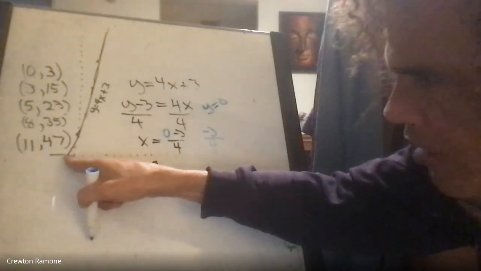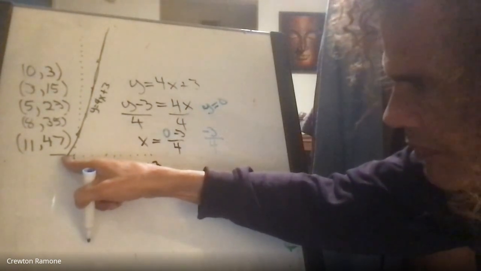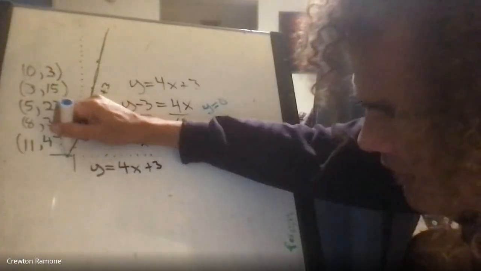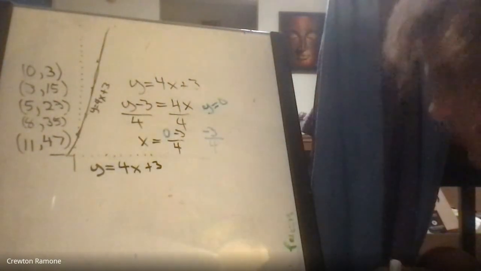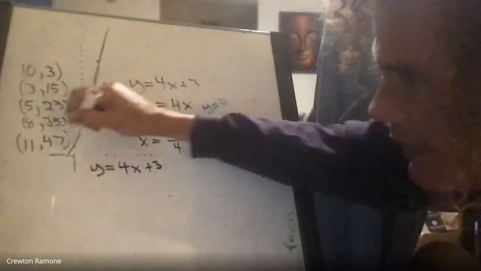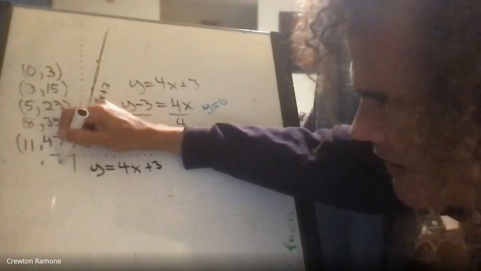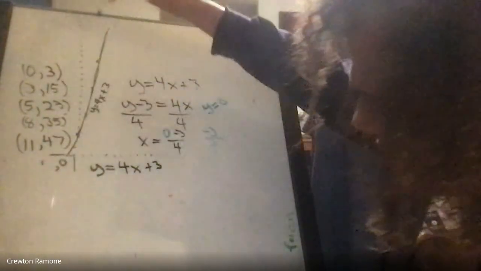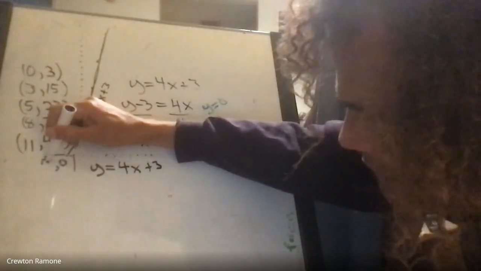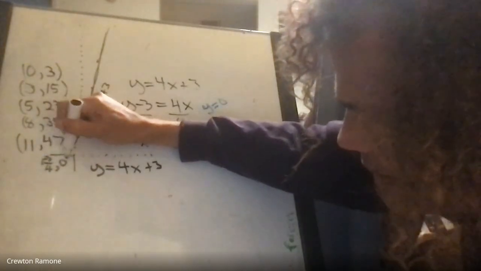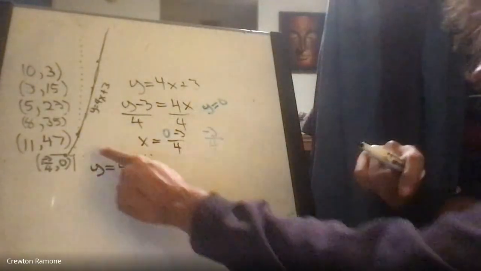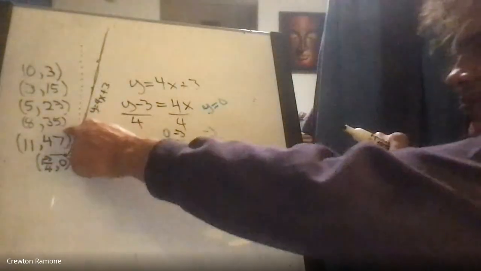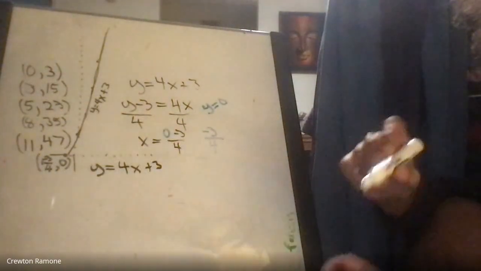So it's not even 1. It's 3/4 of 1. Right? That's what this point is right there. That point right there, you can label it and say that when y is 0, x is negative 3/4. There, I just labeled that point. That's called the x-intercept. This is the y-intercept.